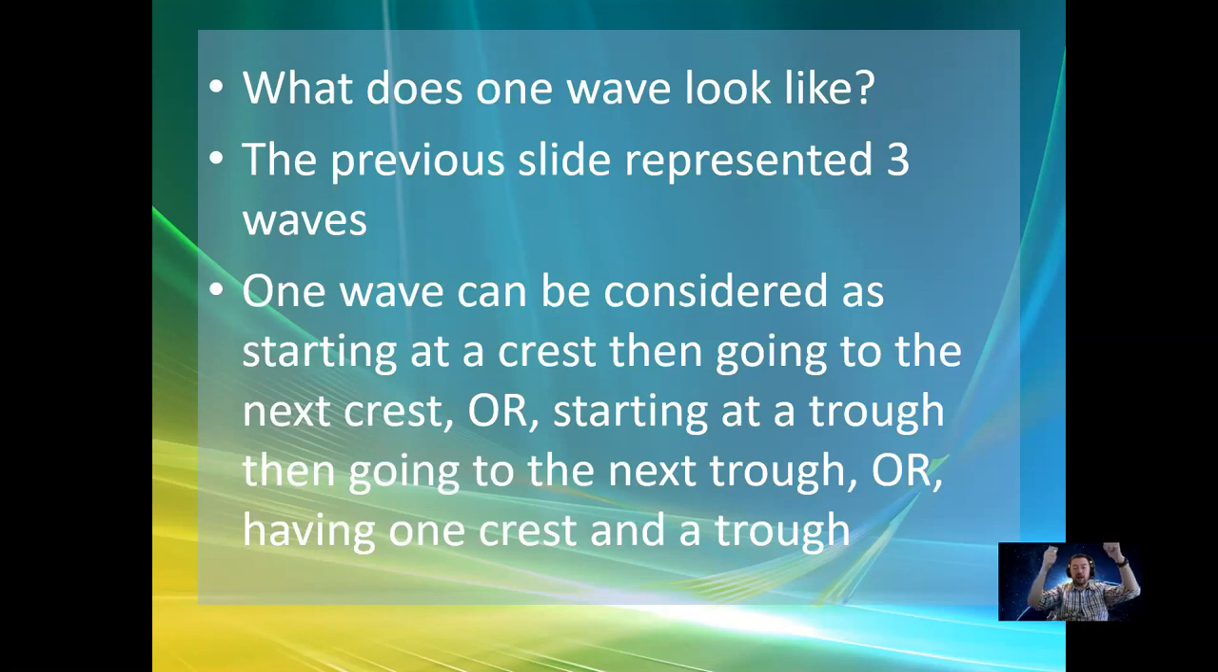Or if you're not a top person, let's go to the bottom. Let's go to the trough. Start from one trough, trace your way up, then back down to the next corresponding trough. That would be considered one wave. So if you do it that way, it's pretty easy to see.